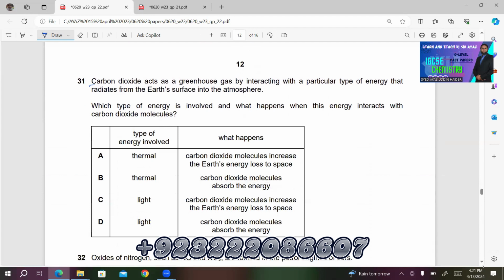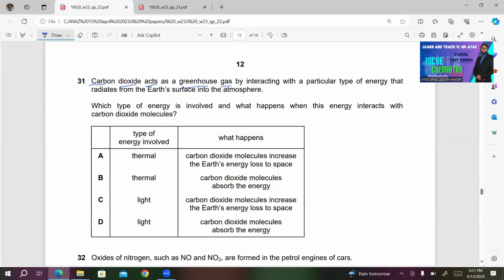31. Carbon dioxide acts as a greenhouse gas by interacting with a particular type of energy that radiates from the Earth's surface into the atmosphere. Which type of energy is involved and what happens when this energy interacts with carbon dioxide molecules? Now, the energy involved is thermal energy. So either A is correct or B is correct. Both C and D are incorrect.